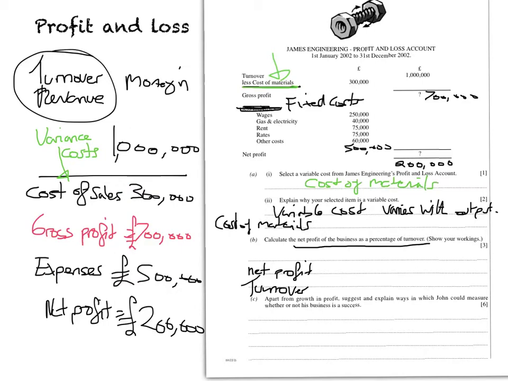So it says net profit as a percentage of turnover. To do that, you put net profit on the top, you put turnover on the bottom, and then always, to get a percentage, you times by 100. I'll explain why companies bother doing this in a minute, but okay, so the net profit was 200 grand, and the turnover was 1 million. And if I times that by 100, the number you end up getting is 20%.